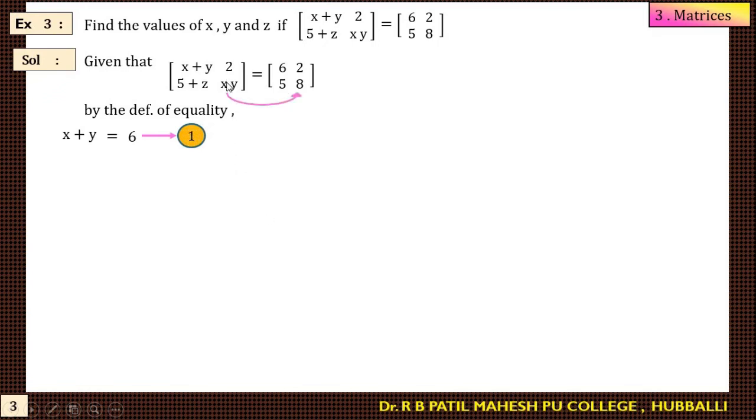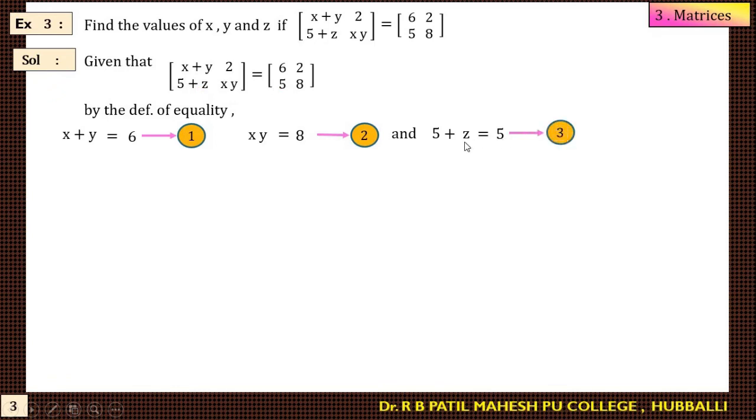And next I am equating this position, the product xy, to the number 8 in the same position on the right side. So xy is equal to 8, and take this as equation 2. And last I equate this single term, 5 plus z is equal to 5, and take this as equation 3.